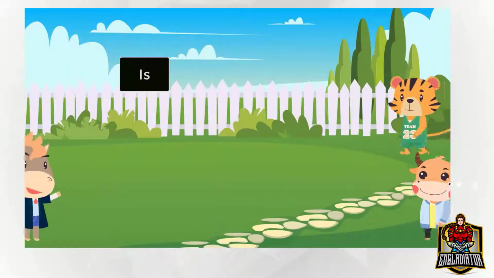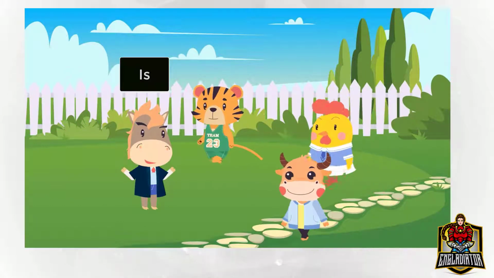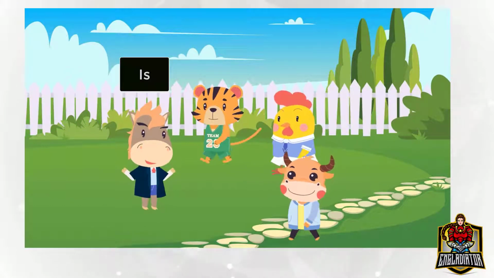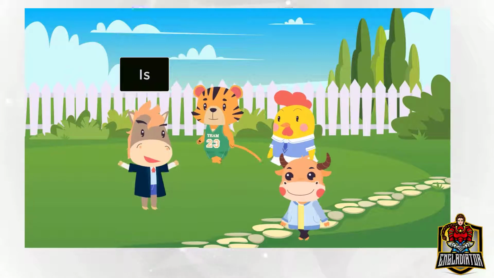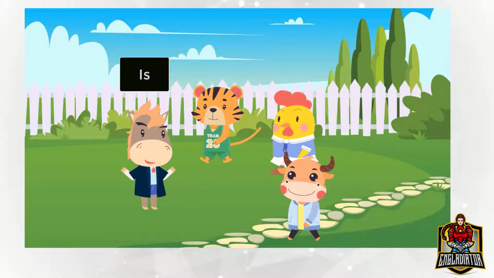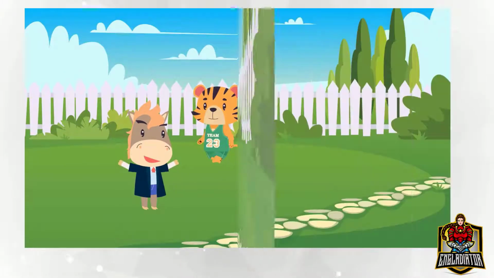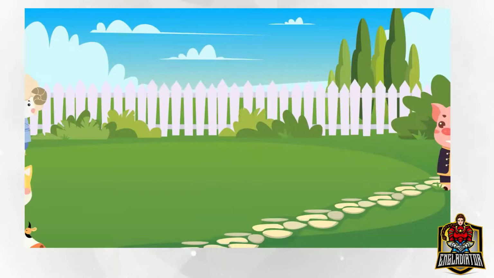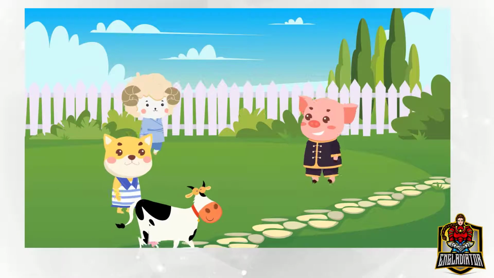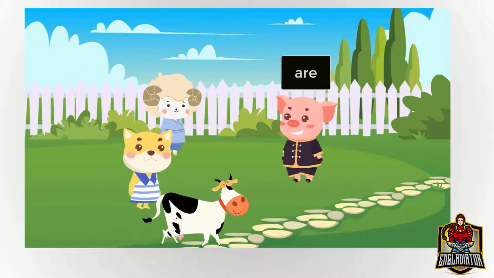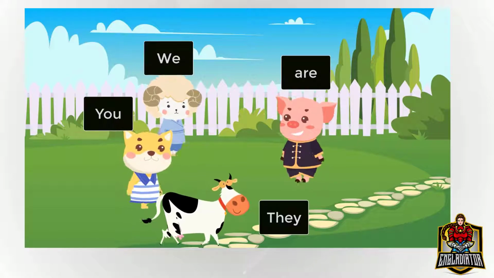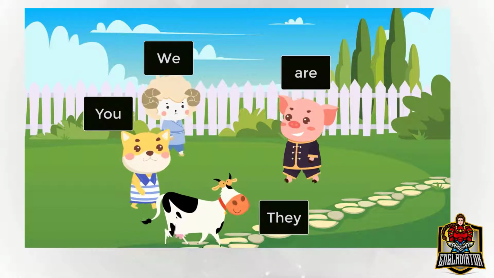As for is, she gained many new friends because she is a very friendly person. These friends are called he, she, and it. As for are, he gained a lot of friends as he is very friendly too. His friends' names are we, you, and they.